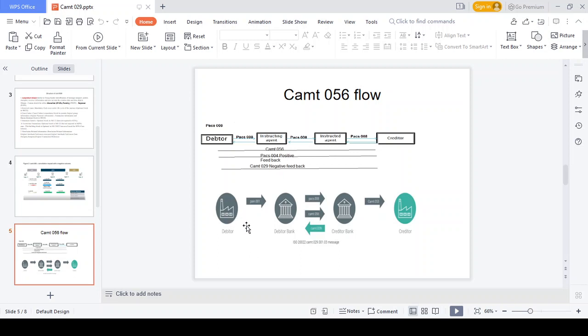In case the fund has been settled from this beneficiary bank or beneficiary hand, and the transaction is initiated after 15 days, you cannot get the payment back to the debtor. At that time you get the negative response of Camt.029. This is for the general flow.